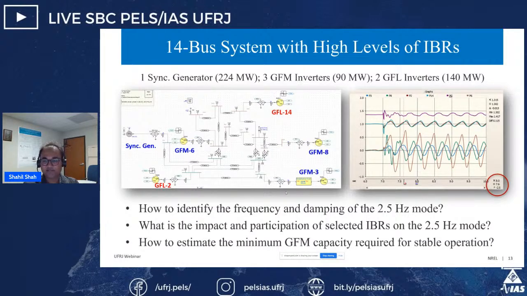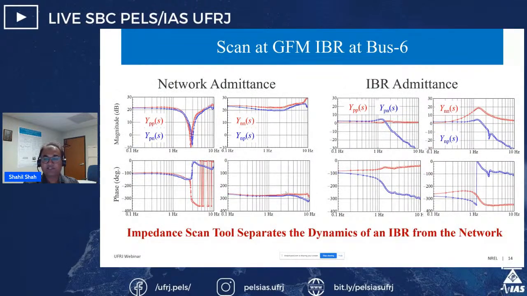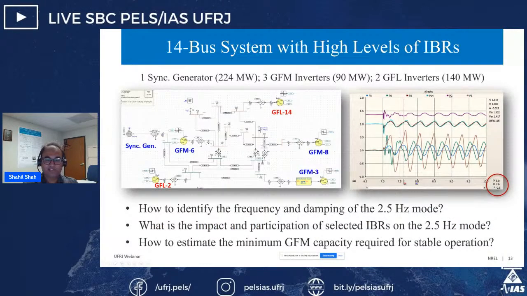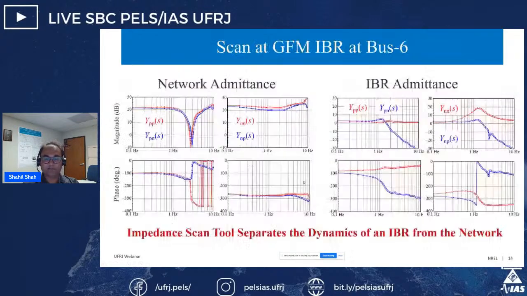So to answer these three questions, we start with an impedance scan. We select one of the IBRs, insert this block, and scan the impedance of the IBR and the network. So here is a scan at one IBR, a grid forming IBR at bus 6. These are basically sequence impedances: positive sequence, negative sequence, and coupling between them. That's why you see there are four transfer functions: YPP, YPN, YNN, YNP.